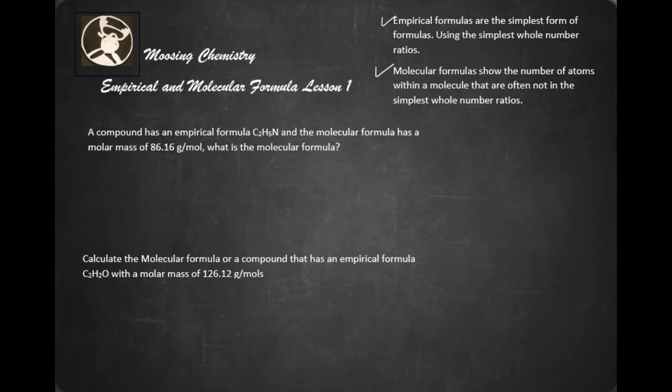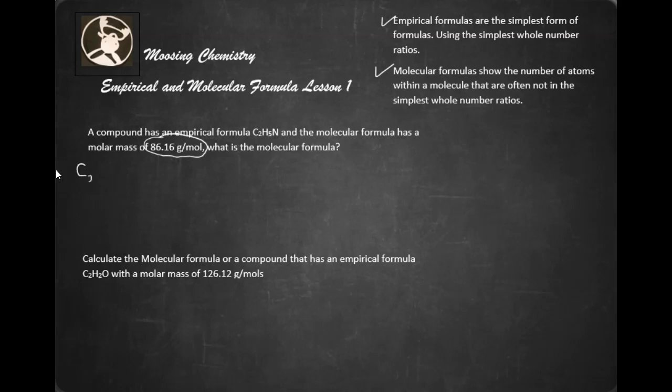A compound has an empirical formula C2H5N. And the molecular formula has a molar mass of 86.16 grams per mole. What is the molecular formula? Well, we know the empirical formula, so we also know that the molecular formula has this mass right here, 86.16 grams per mole. So the first thing we need to do is find out what is the empirical formula mass for C2H5N. So let's go ahead and do that.